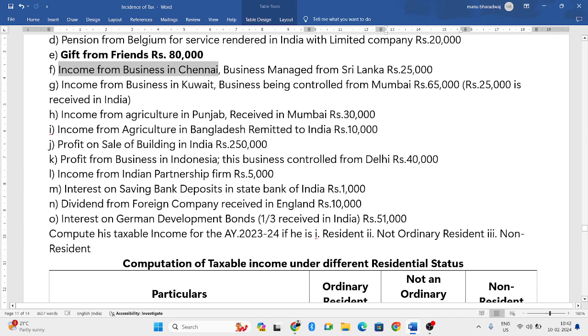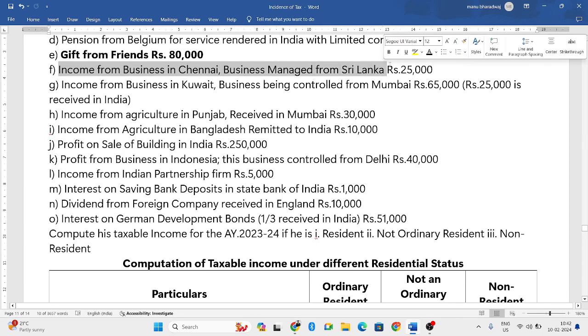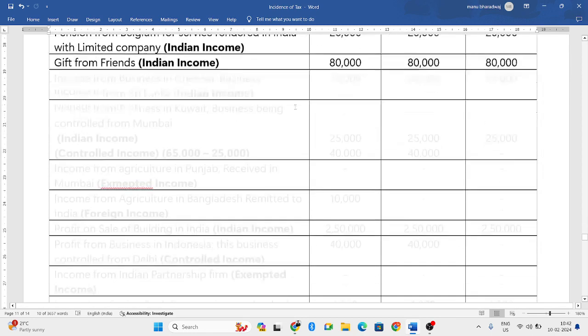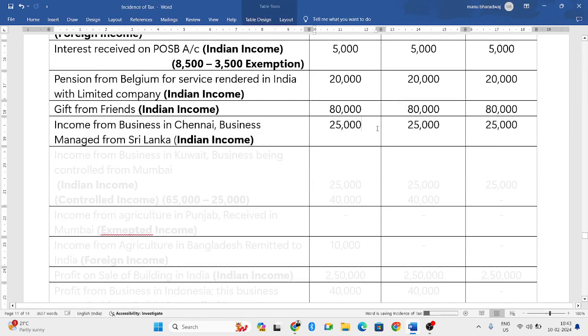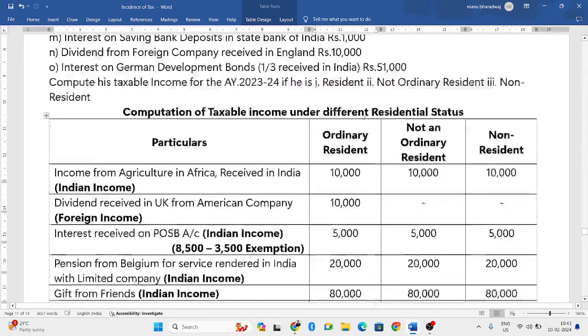Income from business in Chennai, business managed from Sri Lanka. So income from business in Chennai. So income is arising in Chennai. If the arising aspect is in India, then we will consider it as Indian income. All the three people will be taxed. So 25,000, 25,000 and 25,000. Next.